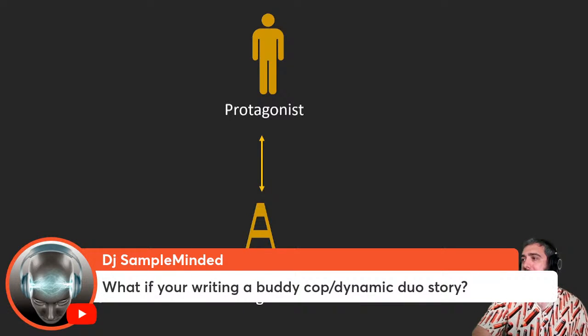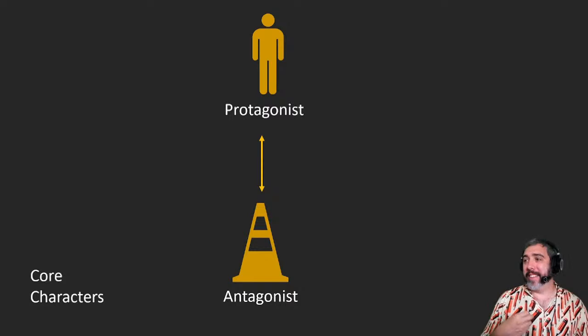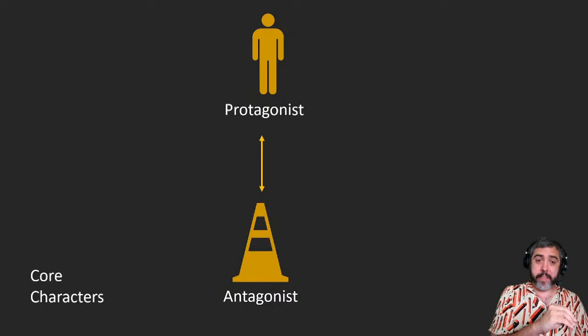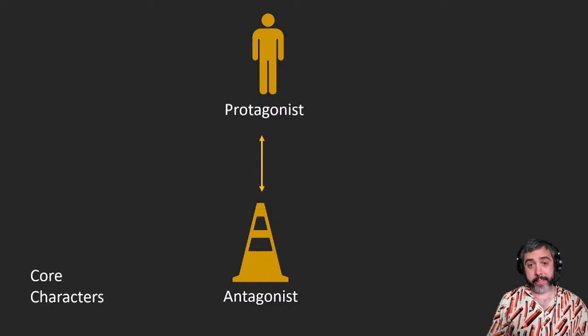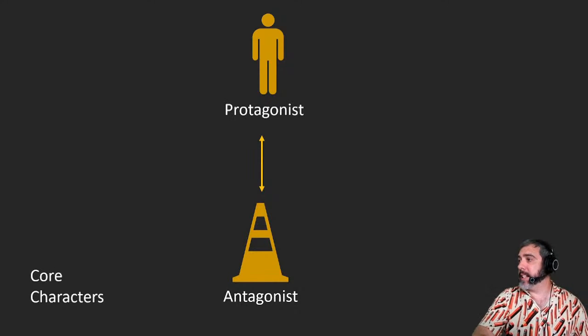Yes. What if you're writing a buddy cop dynamic duo story? I love it. Yeah, exactly. Right. If it is an initial animosity relationship, again, that character is going to be the antagonist to the main character. Right. And then they will make amends later.